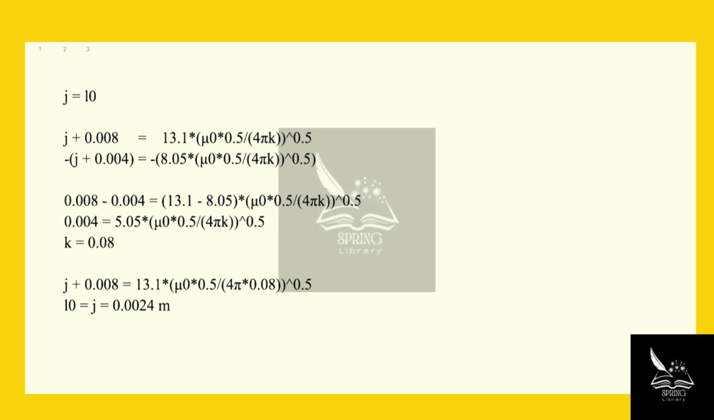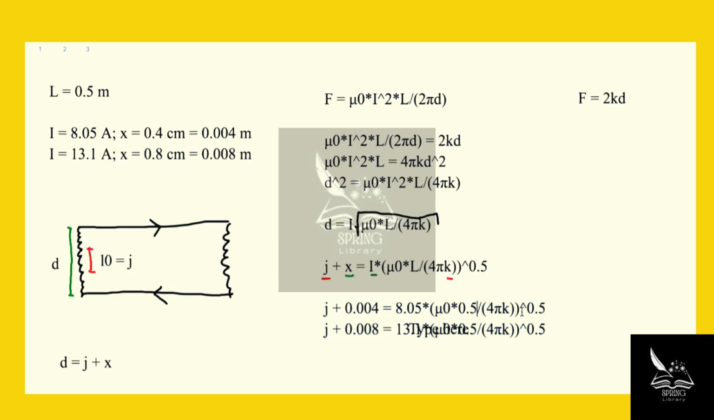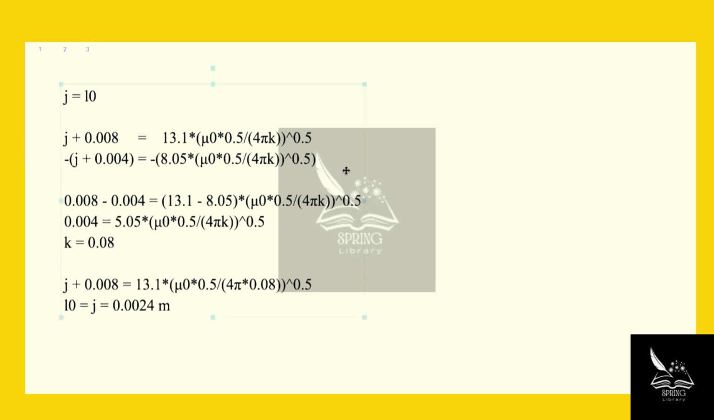So now, looking at B, B asks if I is equal to 12 amps, what distance X will each spring stretch? So to solve this, we want to go all the way back to our original equation with everything fully generalized. This one up here. Let's just do a new one over here. So this is our general equation, but now we know what J is. J is our L naught, so 0.0024. And we also know what K is now. So we know that K is 0.08.